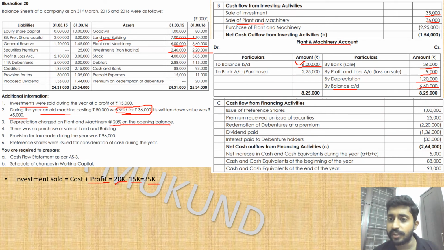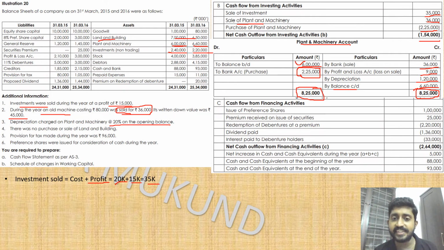So now the total on the credit side is 8,25,000 and the total on the debit side will also be 8,25,000. So the balancing figure will be the purchases of plant and machinery. Purchases means we have paid amount to buy it. So the cash outflow for purchases will be 2,25,000 negative. So the total cash used for investing activities is 1,54,000.